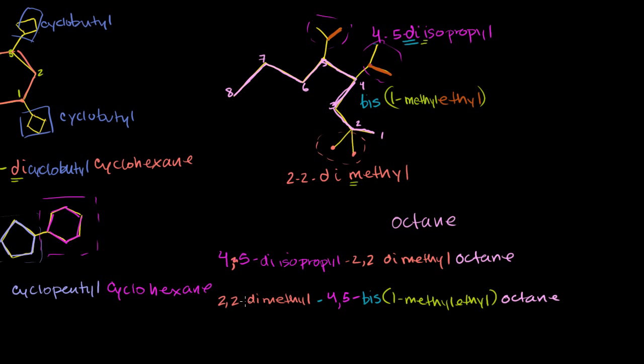We have octane as the backbone. We have two methyls. They're both sitting on the 2 position. And then you have two 1-methylethyl groups sitting at the 4 and 5 position. So in the 4 and 5 position, 1-methylethyl. You have an ethyl, and in the 1 position, you have a methyl. So that's all it's saying.